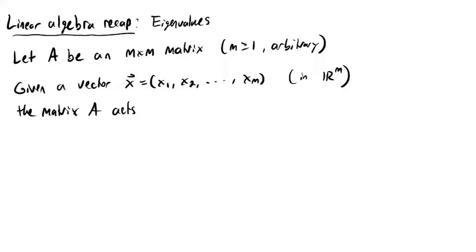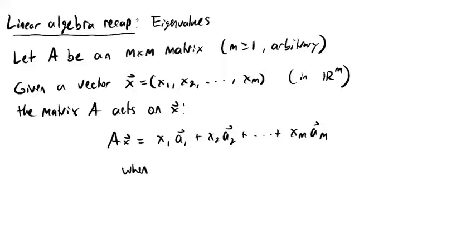In the following way, right? So I can apply the matrix A to X, and well, let's suppose the columns of the matrix A are indexed by A1, A2, etc. Well, then the action of A on the vector X is given by this formula. It's xm times am, where these vectors Ai are the columns of the matrix A.